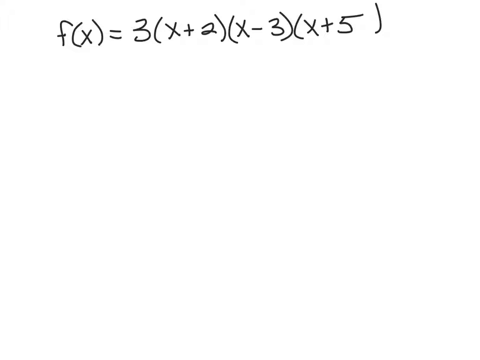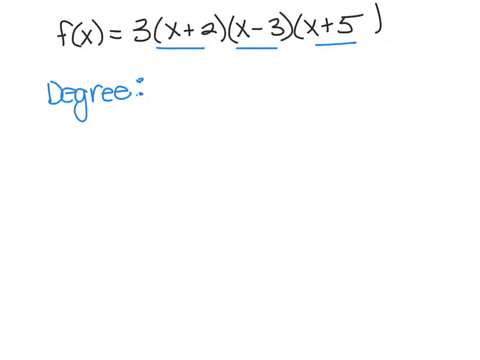To find the x-intercepts, we're going to set each factor equal to 0. Now, in this case, we have a degree 3 polynomial. And the reason I know that is because I have 3 separate x's.